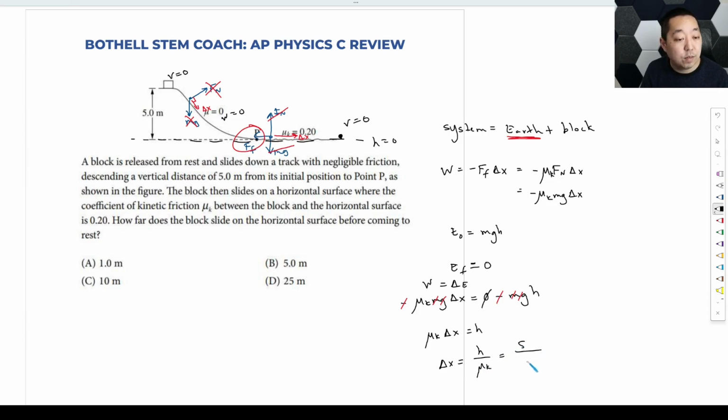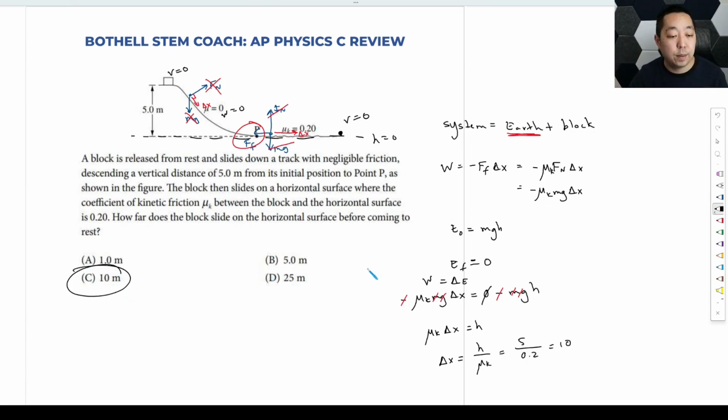And that's going to be 5 divided by 0.2. That's going to be 10 meters. That's going to be C. So that's the whole process when we're doing a problem like that.